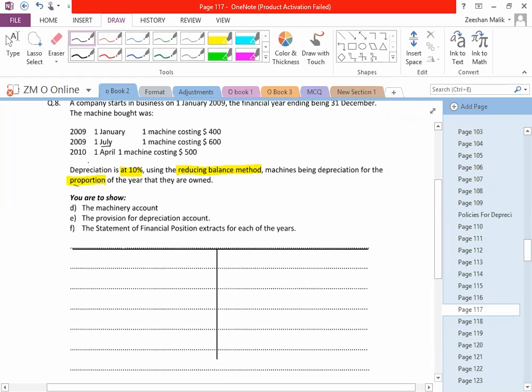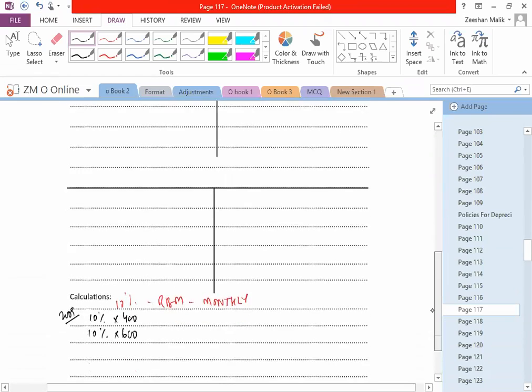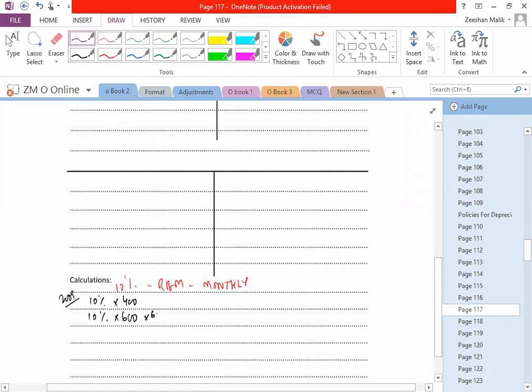It's July. No need to count months for January. You need to count the months for July. So July to December, how many months? December is our year end. 6 months. 6 over 12. So this makes it 40. And this one will be 30. It becomes 70. Is it agreed to everyone?